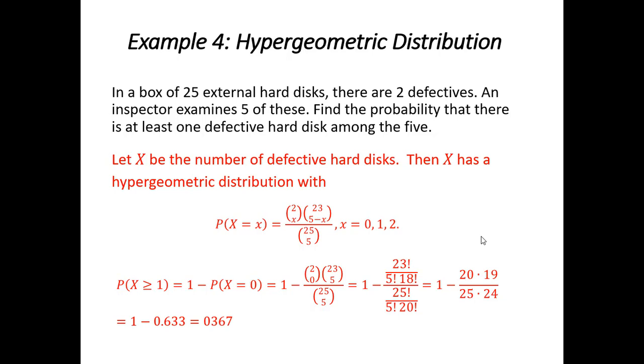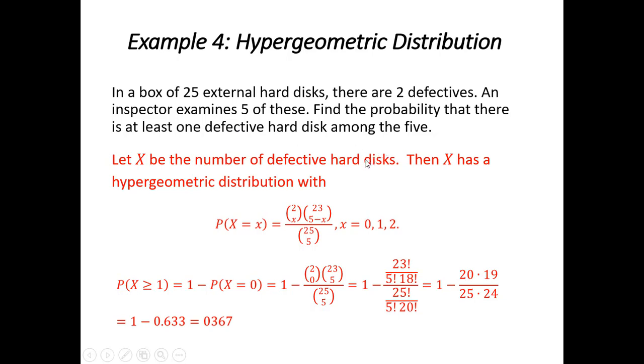Okay, so suppose we have a situation where in a box of 25 external hard disks, there are 2 defectives. Now, an inspector examines 5 of these. We want to find the probability that there's at least 1 defective hard disk amongst the 5. So we define our random variable. Let x be the number of defective hard disks. Right? So what values can x take on here? At least capital X can take on anywhere from 0 to 5.